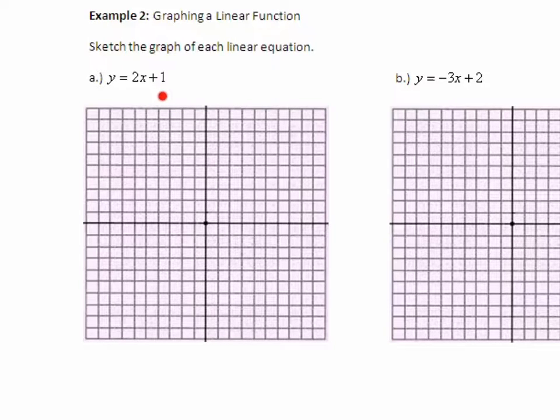Then I start graphing by looking at the y-intercept in the problem. So in this problem, my starting point is that b value of 1 right there. So I'm going to graph the point to start. I'm going to start at 0, comma b, which in this case is 0, comma 1. So I go over 0, up 1, and I put it up.